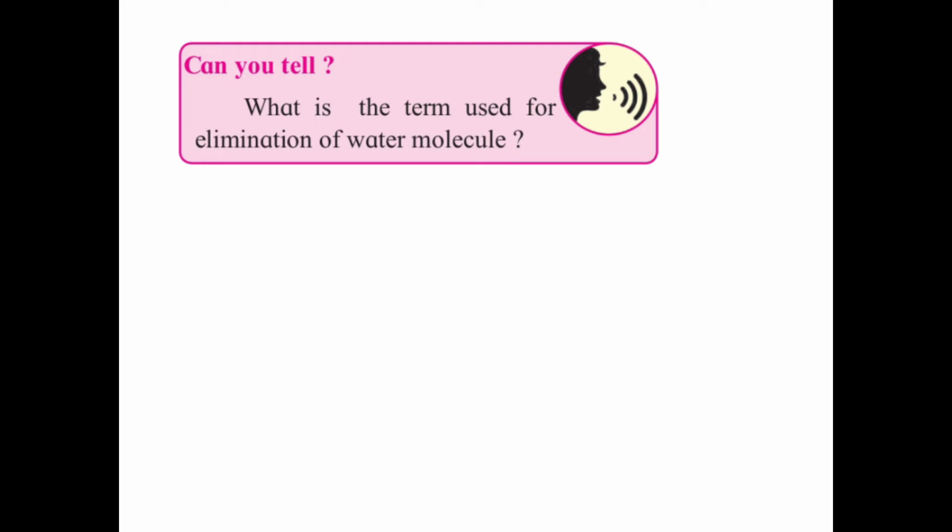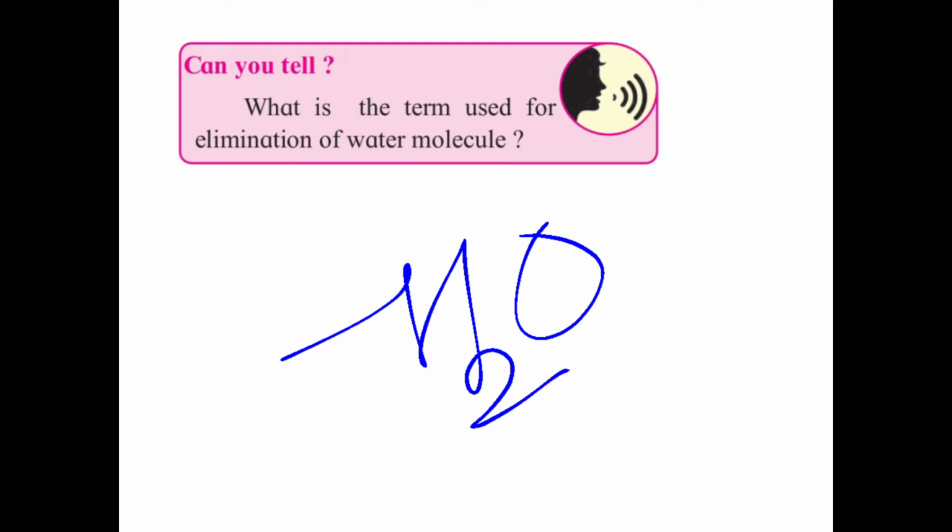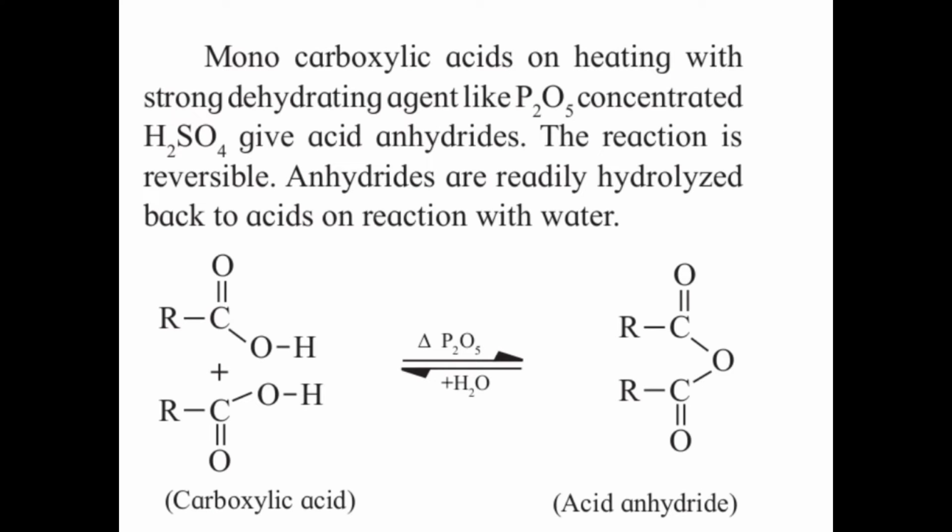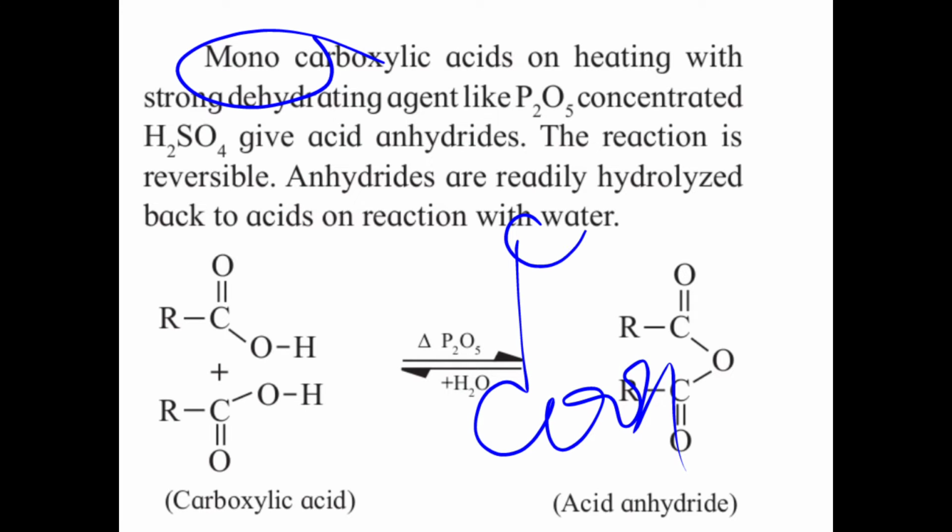Now what is the term used for the elimination of a water molecule? That you all know, it is simply minus H2O, dehydration, right? This is the easiest reaction, with a monocarboxylic acid. Monocarboxylic acid means an acidic compound which has only one carboxylic group. Dicarboxylic means, like oxalic acid which we have already seen, containing two acidic groups, COOH. This one is a dibasic acid. We have already discussed it, also in the practical.